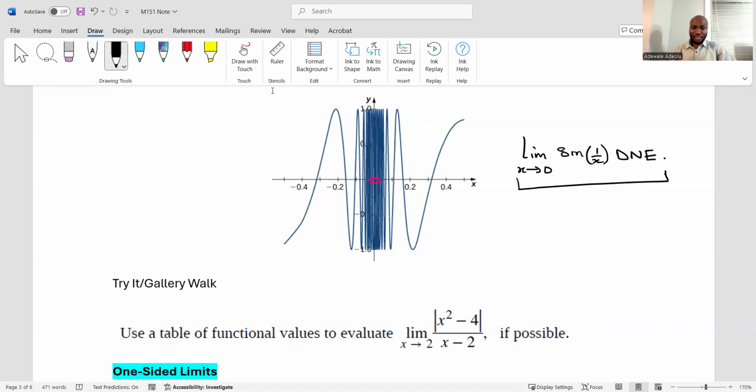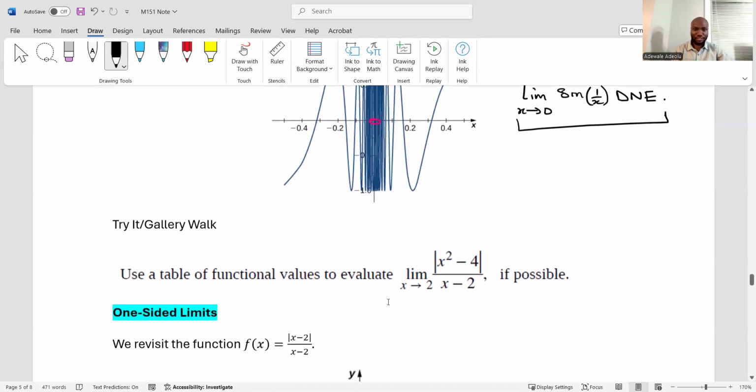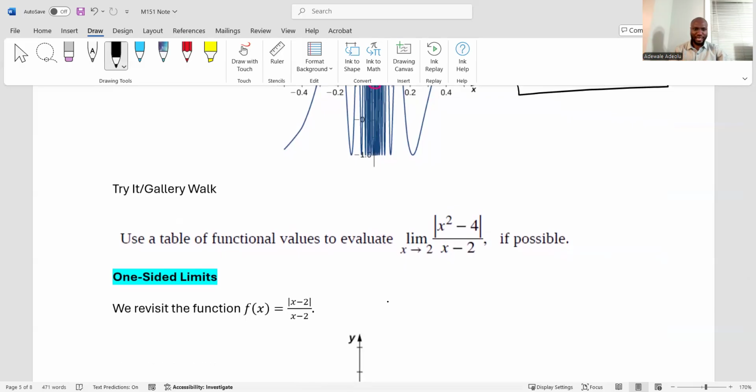Okay. Now you can pause this video and work on this. Use a table of functional values to evaluate this. You know what to do. We are trying to get to 2. So you only need to pick points from this side that are close to 2, and points on this side that are close to 2, and you check the behavior of the functional value. Then you report whatever you observe.